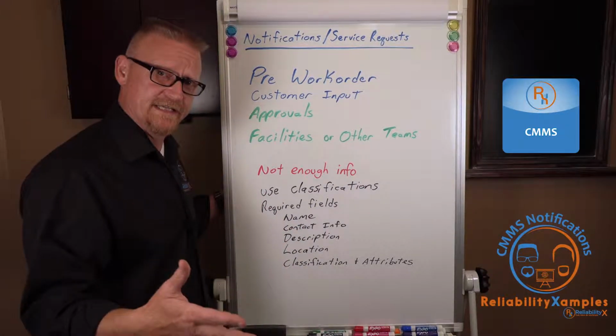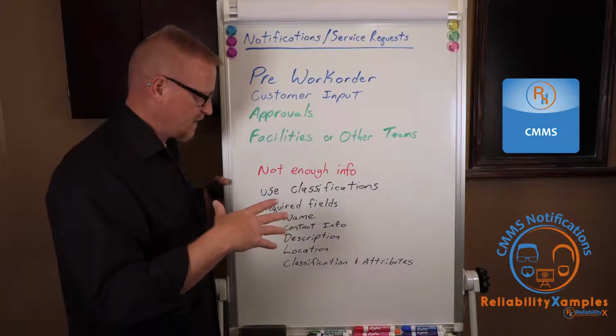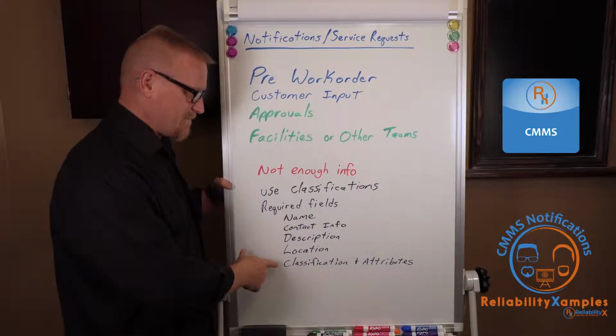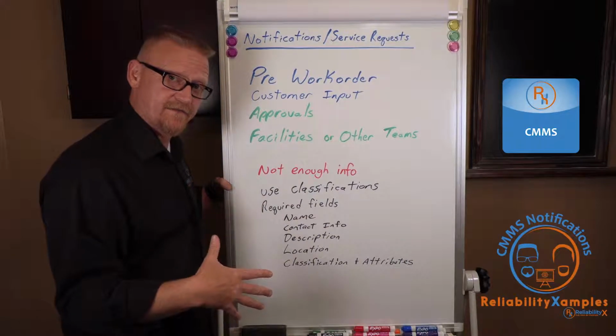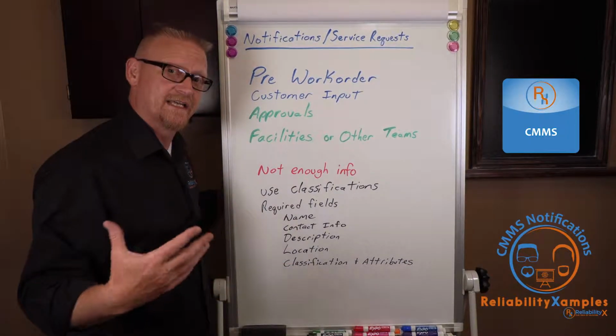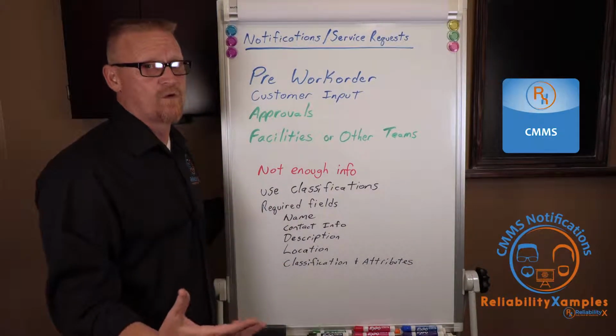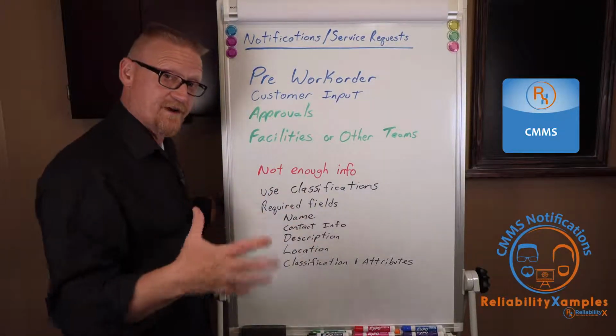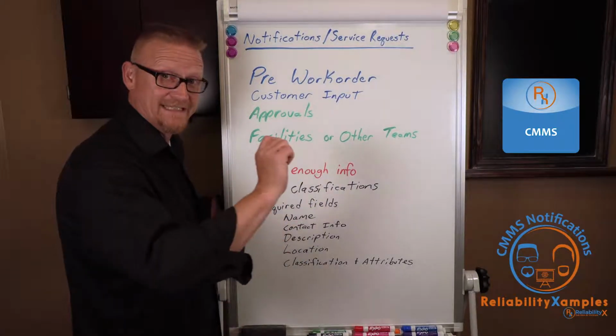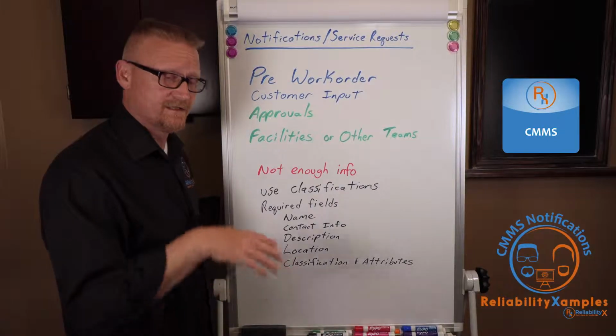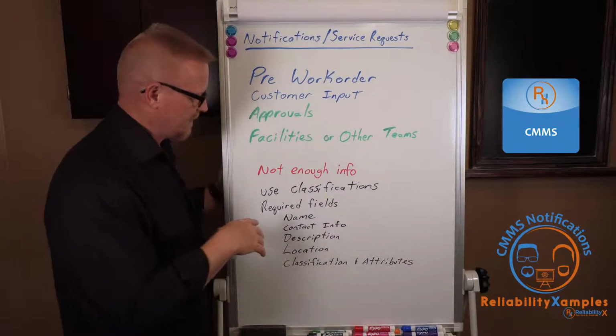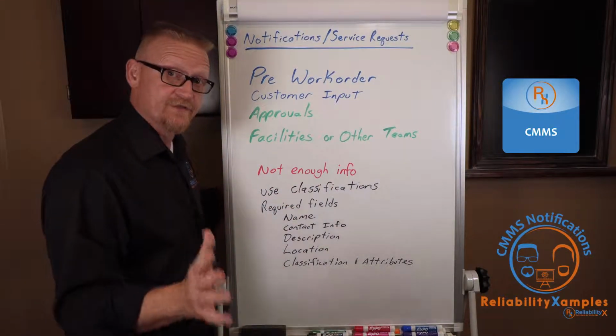Potentially the location of the issue or the location of the customer would be required. And of course, if you're going to use the classification attribute system, you're going to need classification and the attributes as required fields. Otherwise, you're not going to get the data. The customer's going to say, please help, and that's all that comes across. And you might get a whole bunch of those, and you probably typically do.